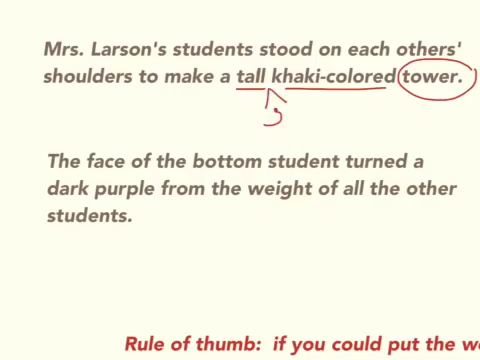Now, the second sentence is different. The face of the bottom student turned a dark purple from the weight of all the other students. The two adjectives here are dark and purple. They're describing the face of the bottom student. But dark and purple, they're building on each other. They're part of the same combined adjective. It's not dark and purple, it's dark purple. It's one thing. So there's no coordinate adjective here because we want it to stay together. We want it to be the same thing.